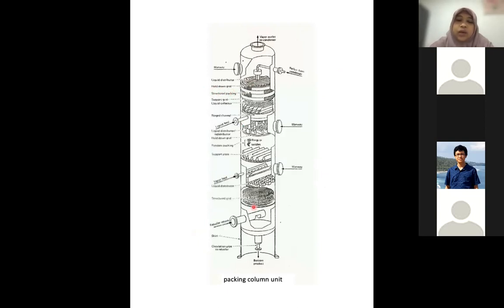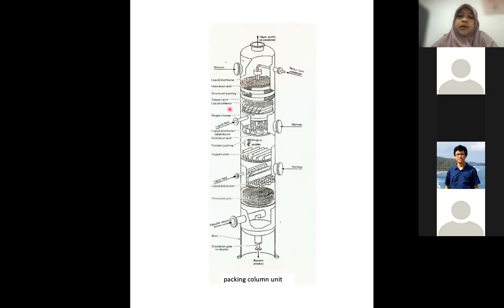Usually the column unit is also very high, because later on we are going to calculate how to calculate the height of the unit, tinggi column. Then there is a base here, and this one is the liquid. The liquid comes from the top, and here there is a liquid distributor and also a hold-down grid, and hopefully the liquid distributor will distribute all the liquid to make it drip everywhere.